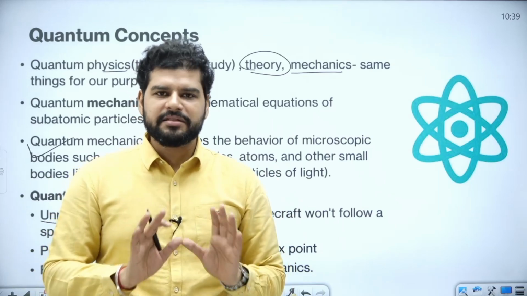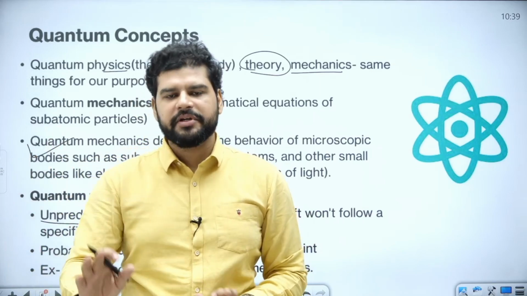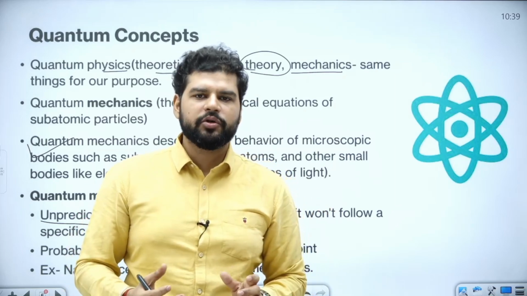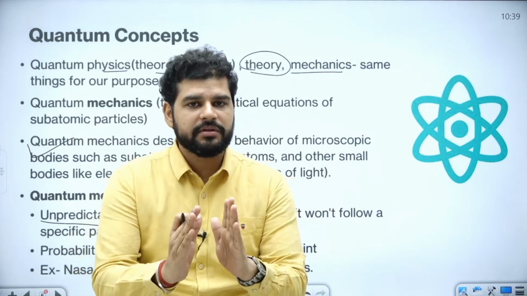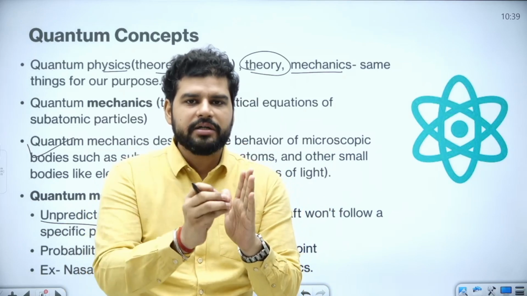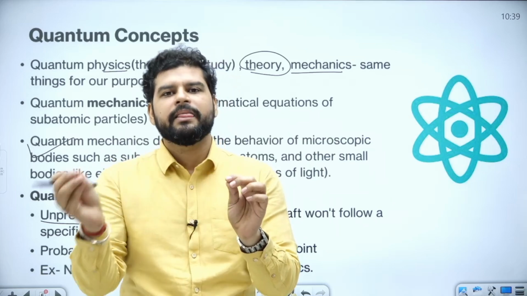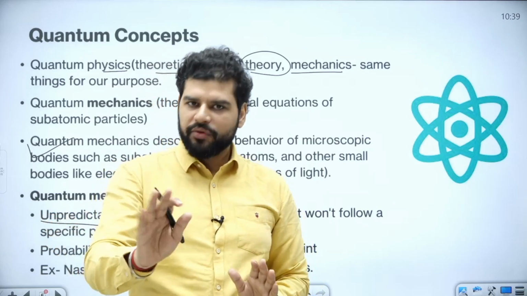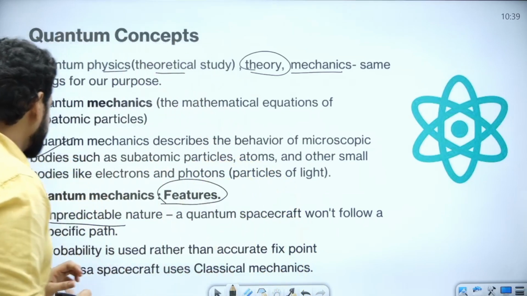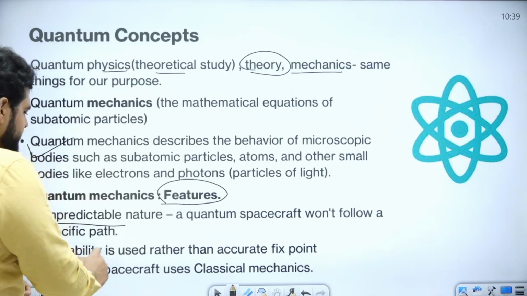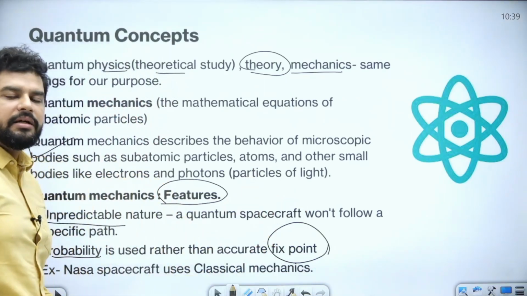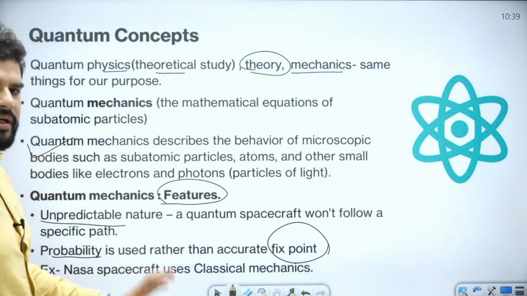Don't worry, it is confusing, I know, but I have a simplification for you coming your way. But before that, I wanted to introduce this statement to you: when you observe something which is in a quantum state, then it becomes a classical state. Very confusing, I know, but don't worry, I have the explanation for you. So probability is used rather than an accurate fixed point of the particle in the quantum world. Don't worry, we'll understand everything.